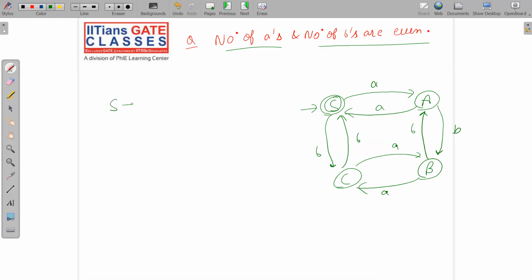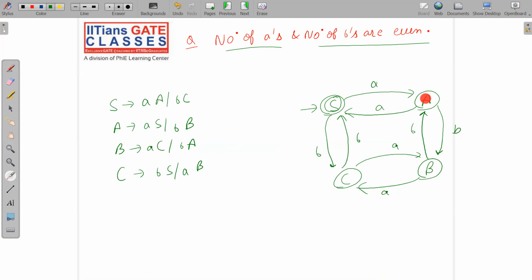So just write your grammar. S implies small a, capital A, small b, capital C. Okay, now capital A implies small a S or small b B. Capital B implies small a capital C or small b capital A, and capital C implies small b capital S, small a capital B. Please note it down carefully.